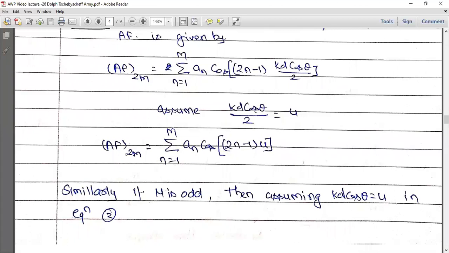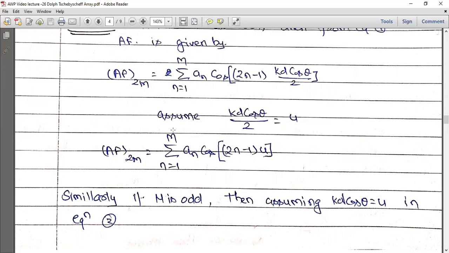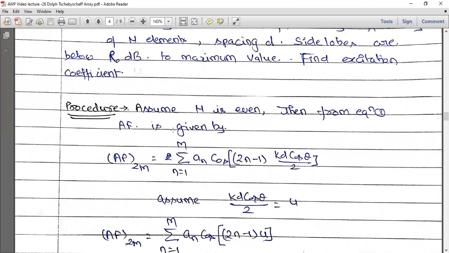We defined in our previous lecture that if n is the number of antennas, and if n is even, then n can be represented as 2m. If n is odd, then n can be represented as 2m plus 1. Since here we have considered n as even, n will be equal to 2m, and correspondingly this m used here is actually n by 2.